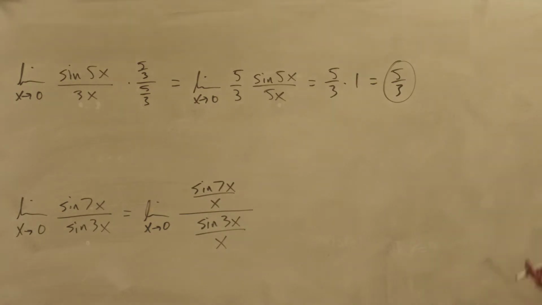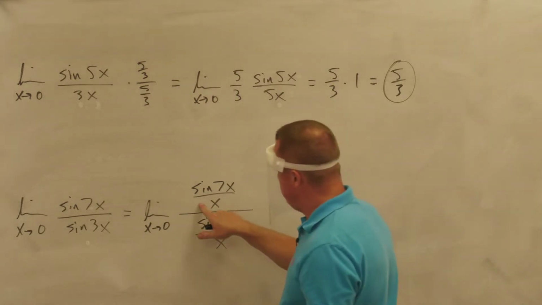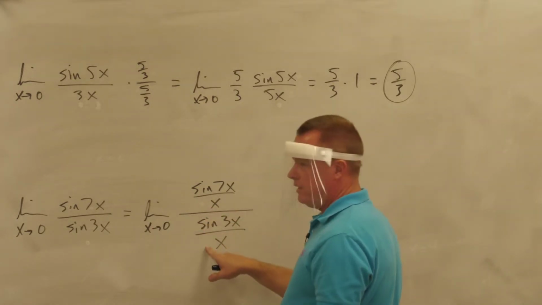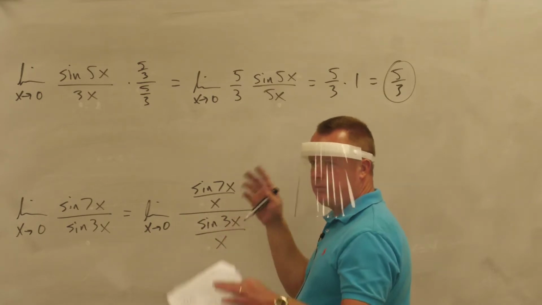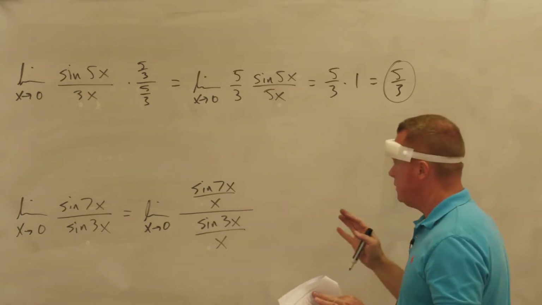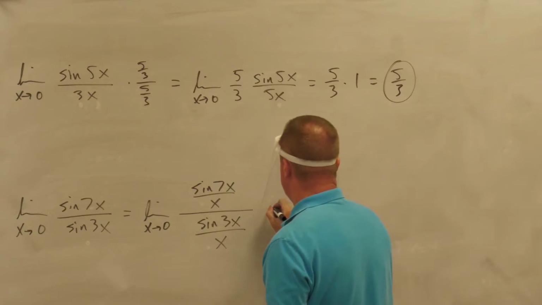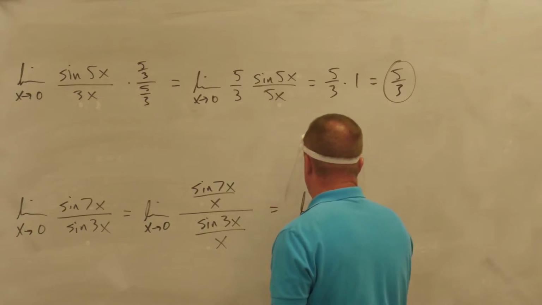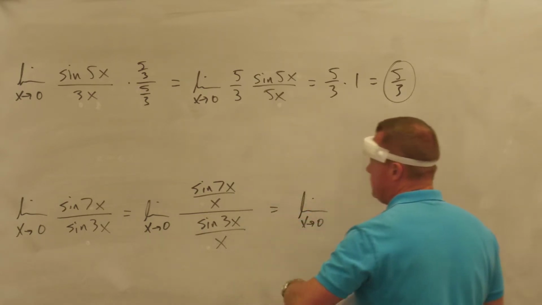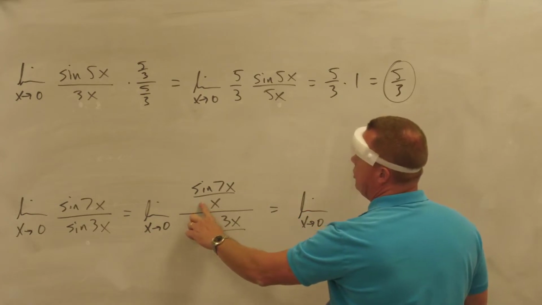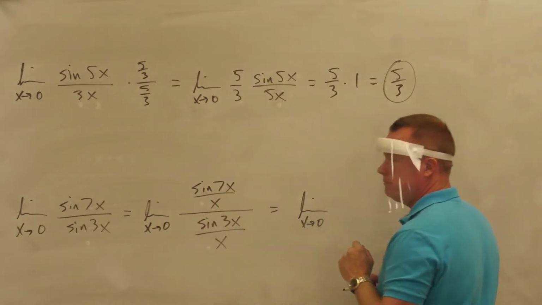Okay, so that's what you do first. Getting closer. Now I need to get a 7 here, and I need to get a 3 there. And as long as I do the same thing to the top and bottom, I'm good. All right? So, in order to get 7 down here, I need to multiply by what on the top and the bottom?